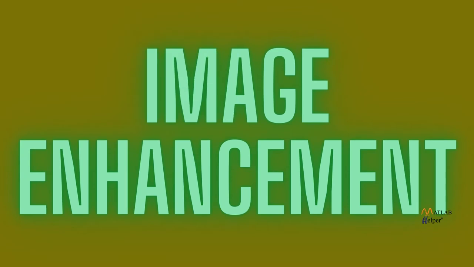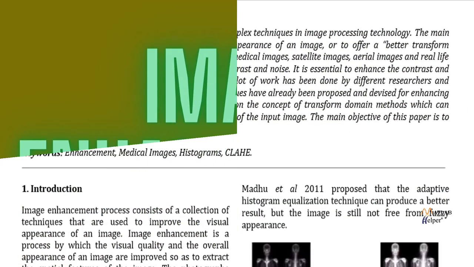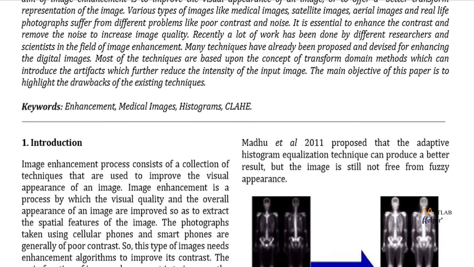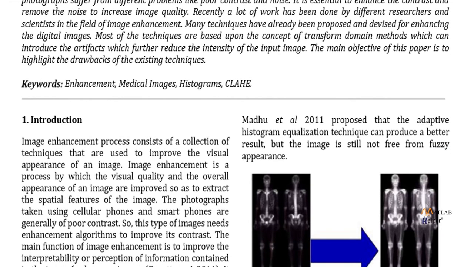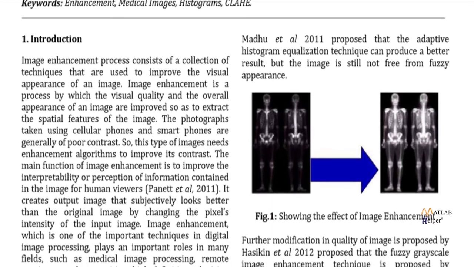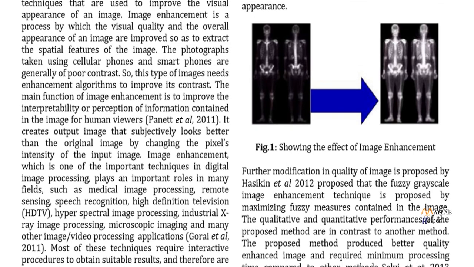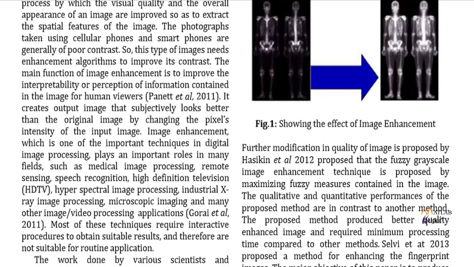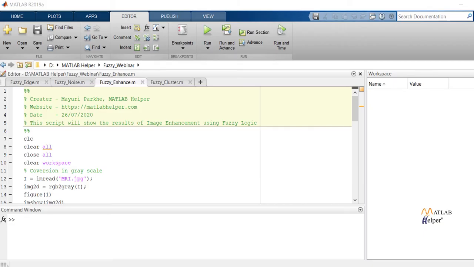We'll see image enhancement techniques. What is image enhancement? Image enhancement is the process of adjusting digital images so that the results are more suitable for display or further image analysis. For example, you can remove noise, sharpen or brighten an image, making it easier to identify key features. Now, we move on to the code explanation.